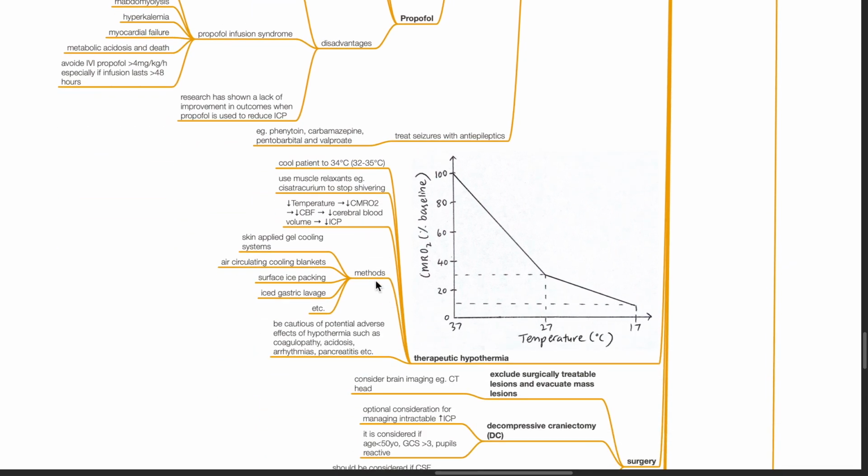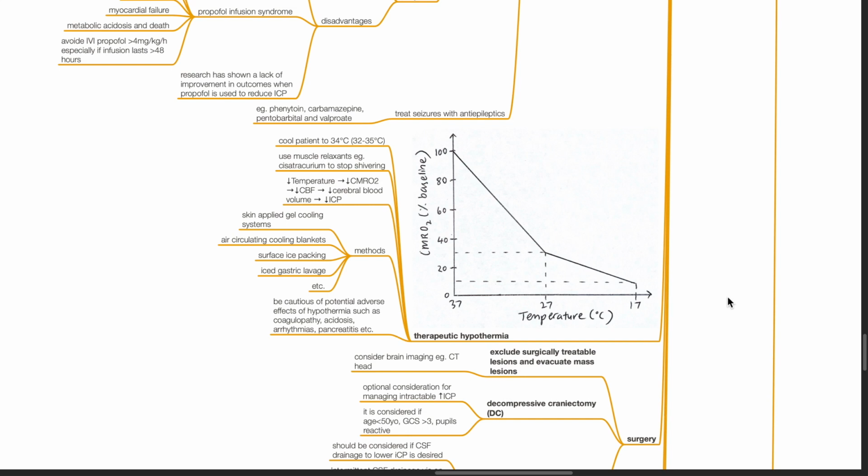Therapeutic hypothermia. Cool the patient to 34 degrees Celsius. Use muscle relaxants such as cis-atracurium to stop shivering. Reduced temperature results in decreased cerebral metabolism, decreased cerebral blood flow, decreased cerebral blood volume, and reduced ICP. Methods include skin-applied gel cooling systems, air circulating cooling blankets, surface ice packing, ice gastric lavage, etc. Be cautious of potential adverse effects of hypothermia, such as coagulopathy, acidosis, arrhythmias, and pancreatitis.